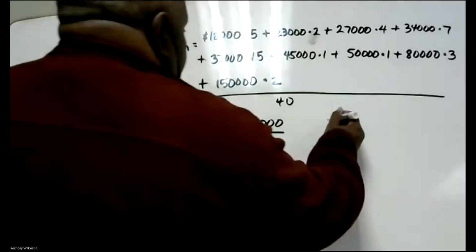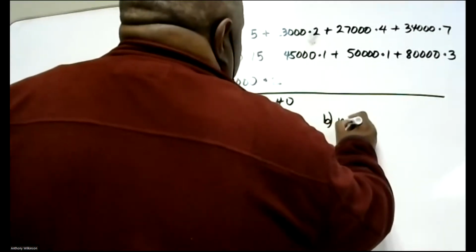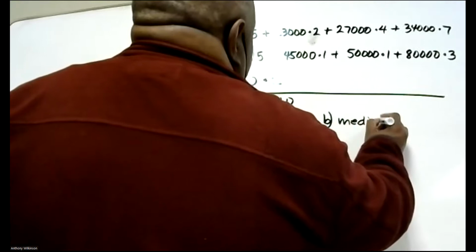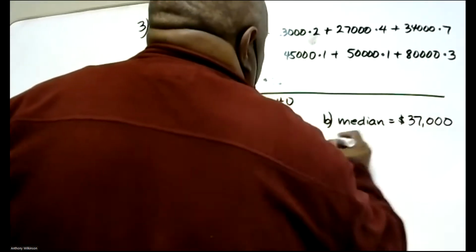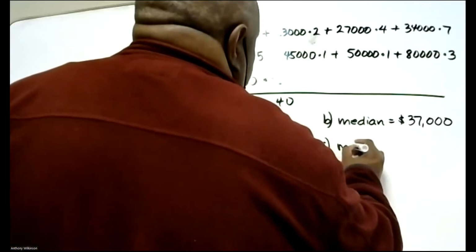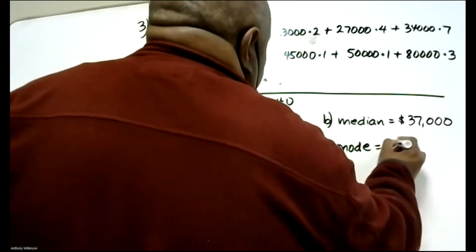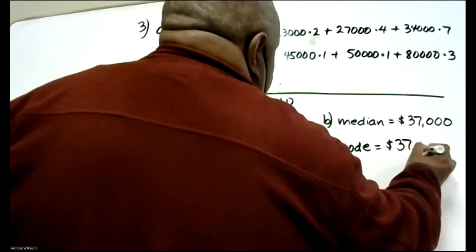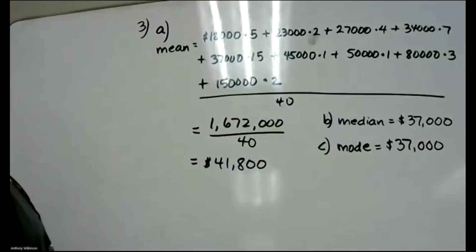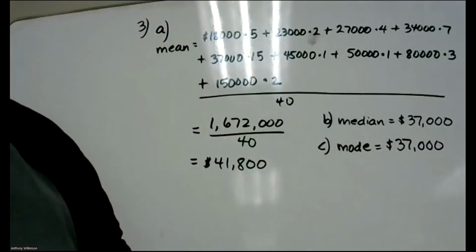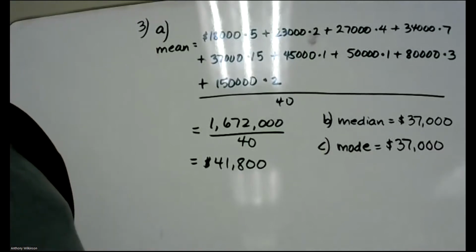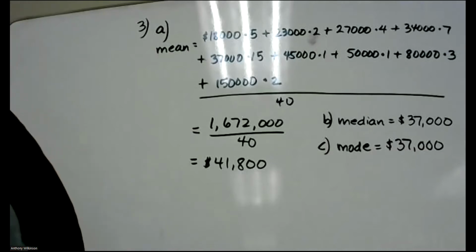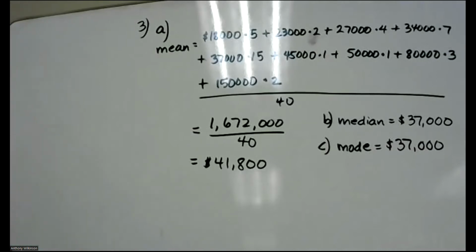So the median is $37,000, and the mode is also $37,000 because there are 15 dancers that have that salary of $37,000. Okay, questions on number 6, where this comes from.